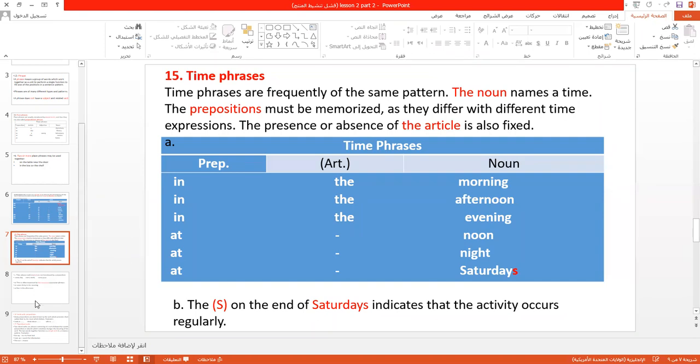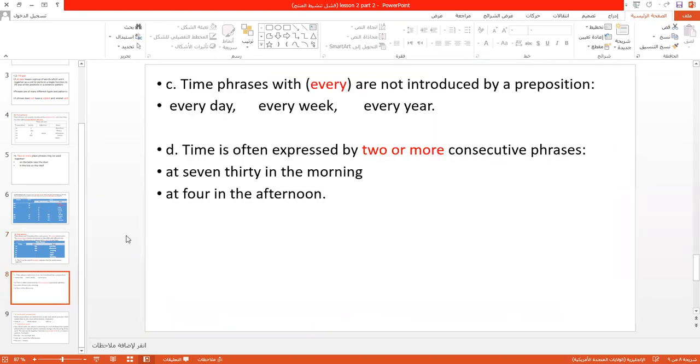Good. So, time phrases with every. Look, sometimes we mention a time phrase with every, and they are not introduced by a preposition. When we say every year, every week, every day, we don't put a preposition at the beginning of the time phrase. For example, we don't say in every day. We don't say in every week. No, we say every week. For example, we go to college every day. We don't say in every day.